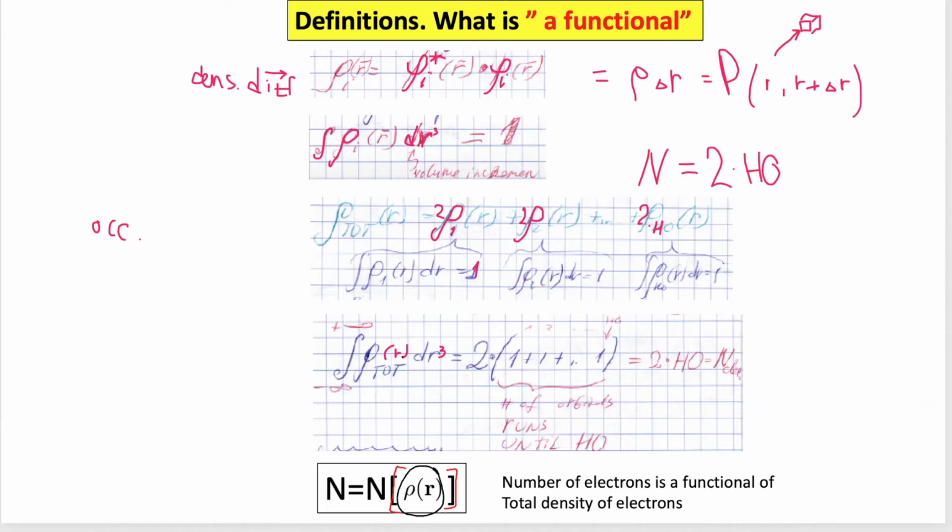I don't get it. Okay, so at which point do you feel discomfort? So the first equation, is it okay? Yeah, it's a density distribution function. Okay, second, is it okay?